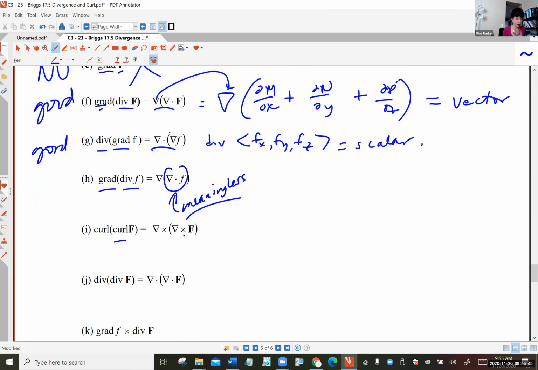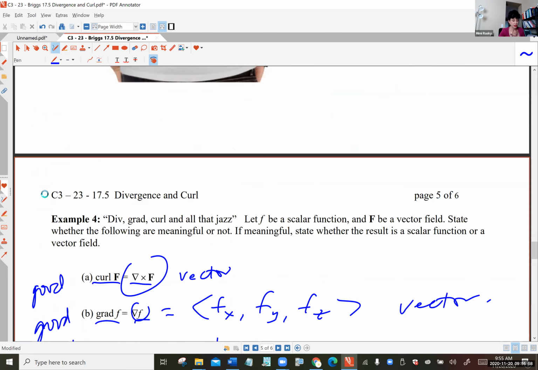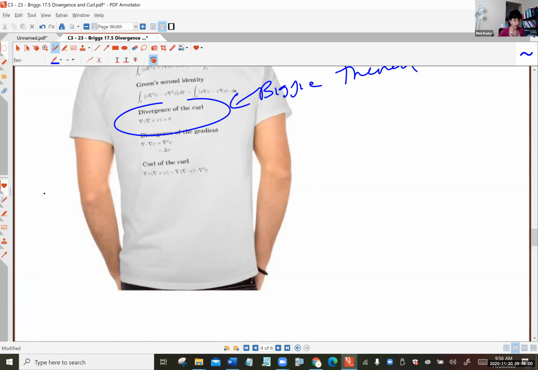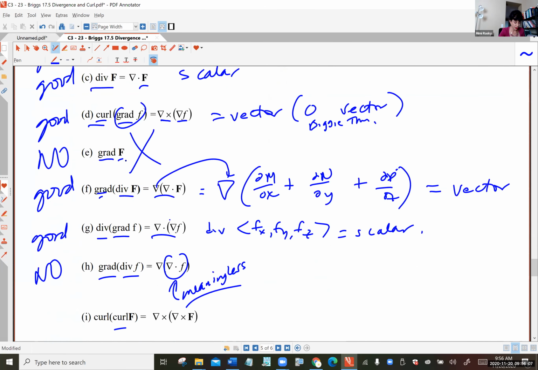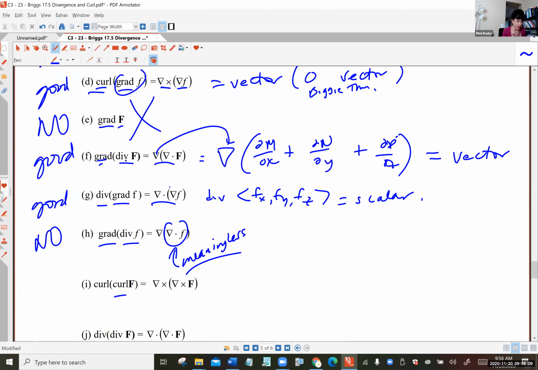How about curl of a curl? Can you take curl of a curl? Sure, yeah, you can. Look at the guy's t-shirt, it had curl of a curl. That's totally cool. You're allowed to take curl of a curl, and you're going to get a vector field. So this is good. You'll get a vector. Curl of a curl, totally legal, totally legit.